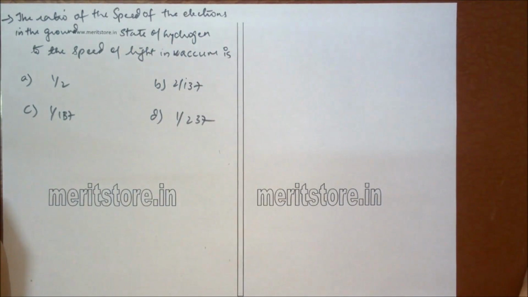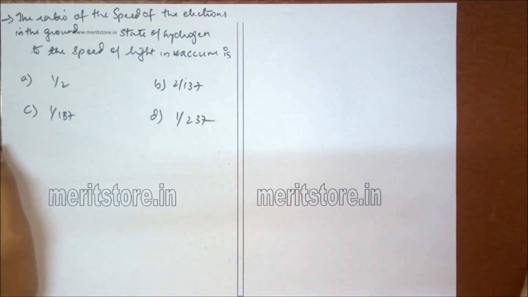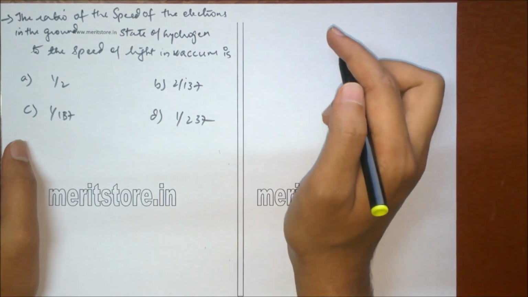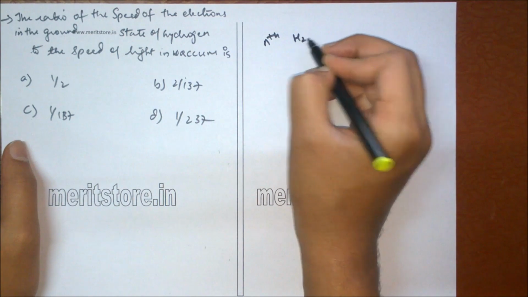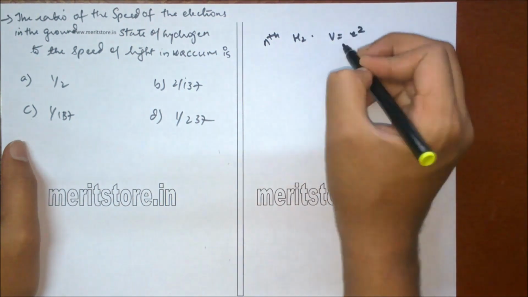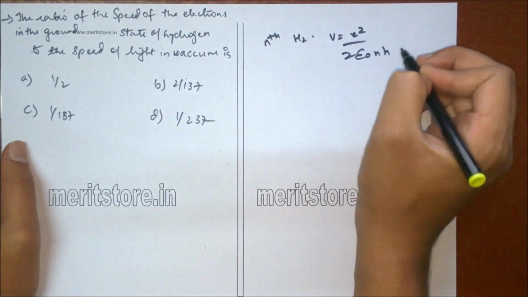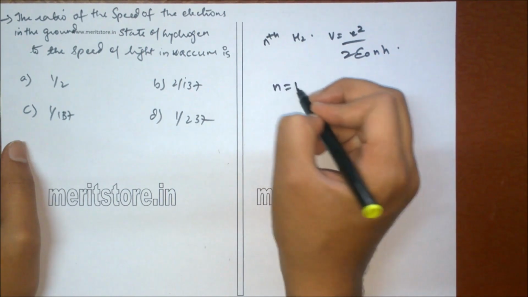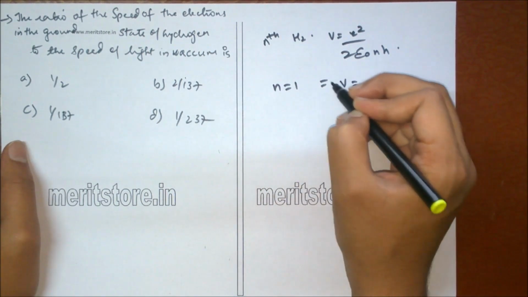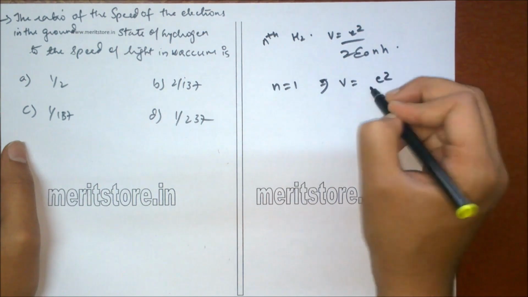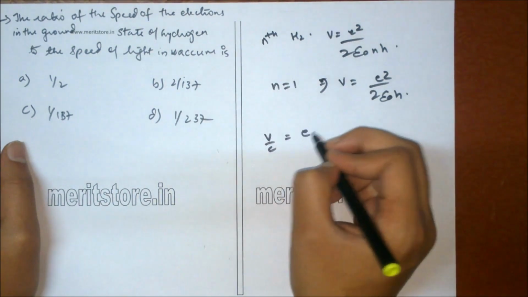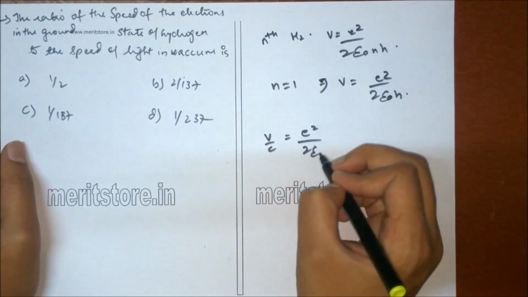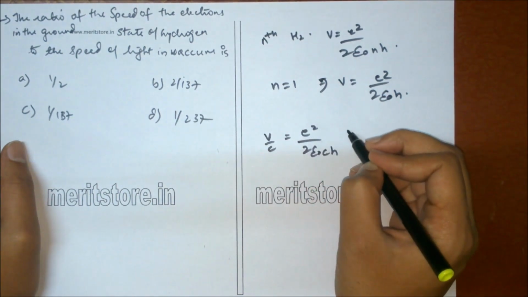The ratio of the speed of the electron in the ground state of the hydrogen atom to the speed of light in vacuum is? Speed of electron in nth orbit of hydrogen atom is v is equal to e square upon 2 epsilon 0 nh. So in ground state, n is equal to 1. So v is equal to e square upon 2 epsilon 0 h. So v upon c is equal to e square upon 2 epsilon 0 ch.